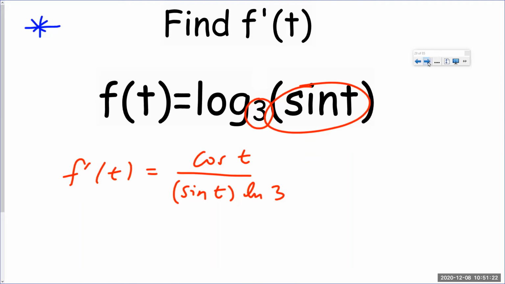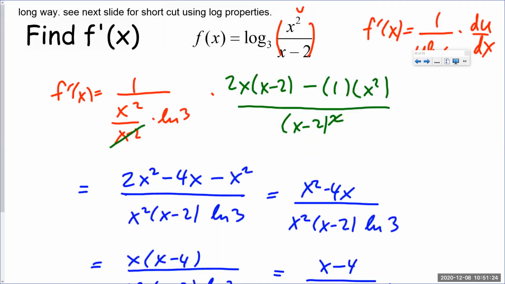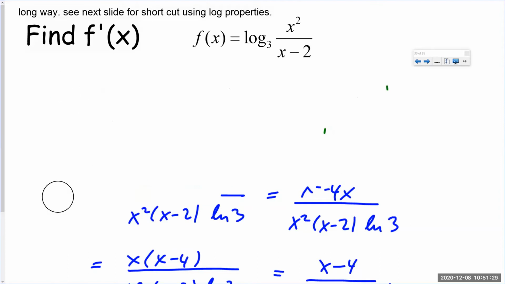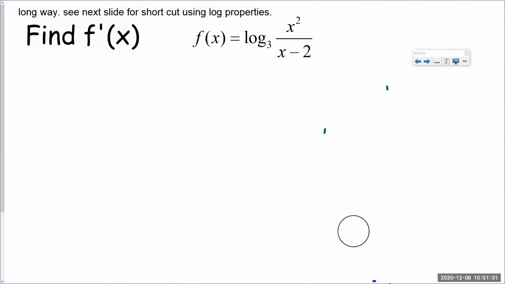Now, you can also use log properties on this, okay? So let's say I have this problem here. I have log 3 of x squared over x minus 2. Now, I could do u prime over u. So once again, this is my u. Do you agree with that? So I'll just do u prime over u. And I'm going to do it the long way first, just to make sure you understand.